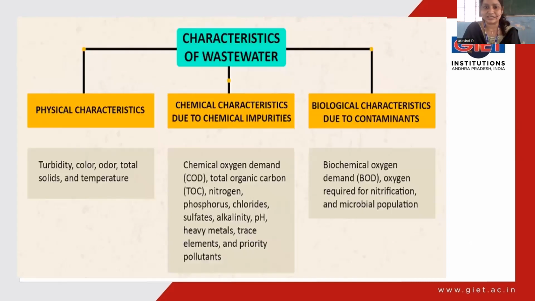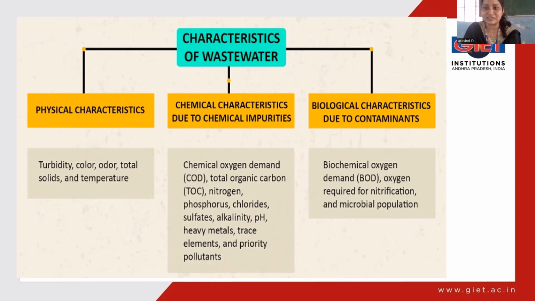These are physical characteristics. Next one, chemical characteristics. Chemical characteristics are because of the chemical compounds that are present in the water. Examples of chemical characteristics are chemical oxygen demand, nitrogen, phosphorus, chloride, sulfates. It also includes alkalinity, acidity, hardness. All these are caused because of some compounds being present in the water.